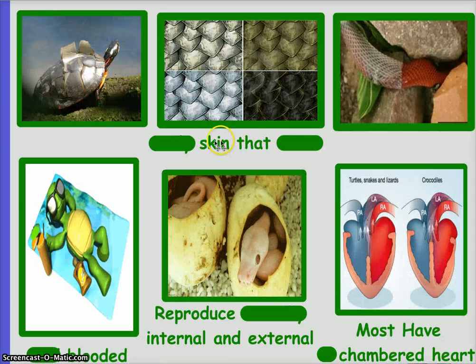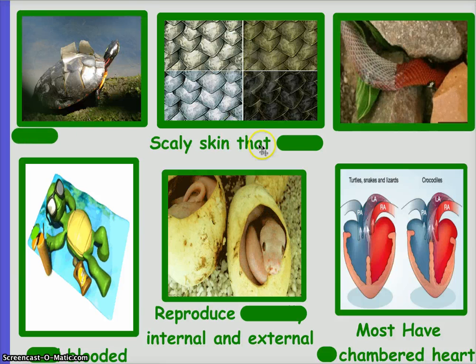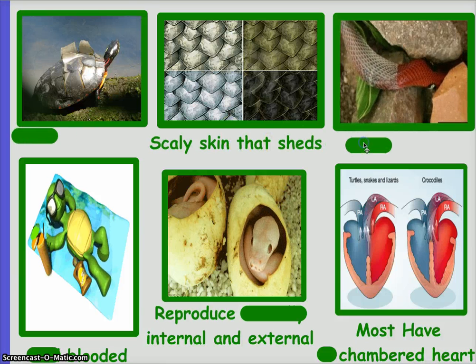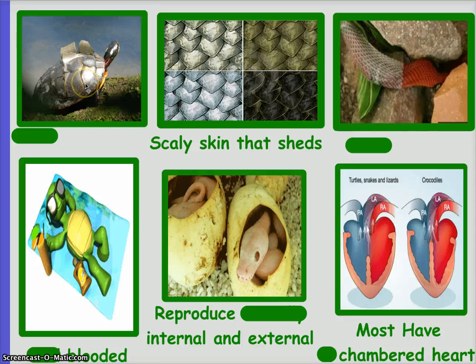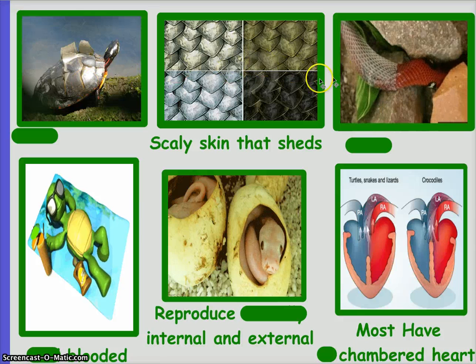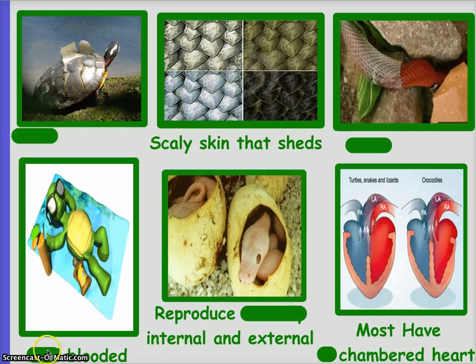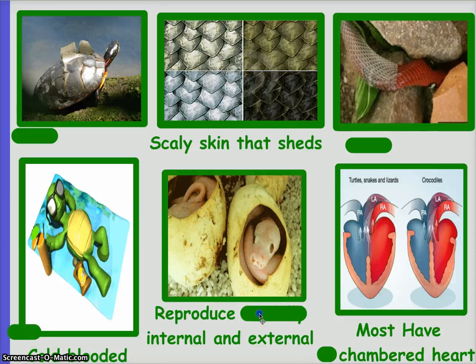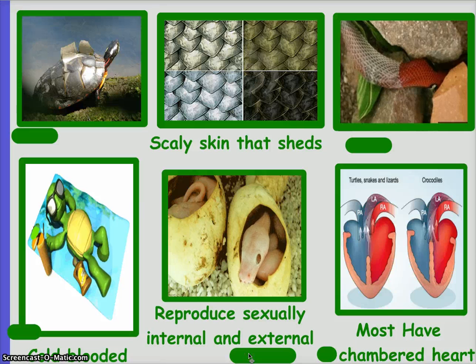Help me out. Scaly skin that what? Sheds. And I'm showing you a picture of a turtle too because I know a lot of you question, is it just snakes that shed? No, turtles too. They're cold-blooded, as I mentioned a little while ago. How do they reproduce? Sexually, internally and externally.